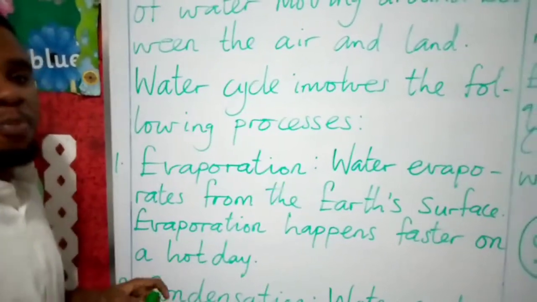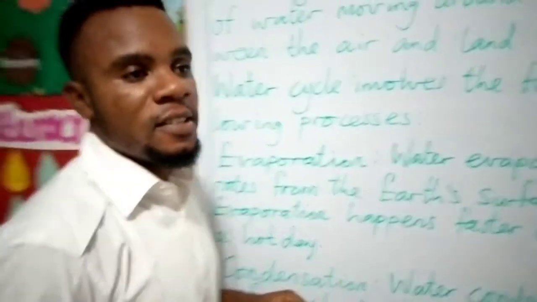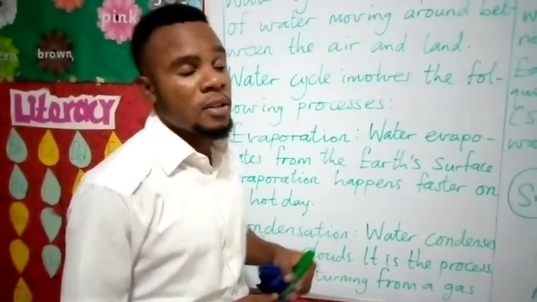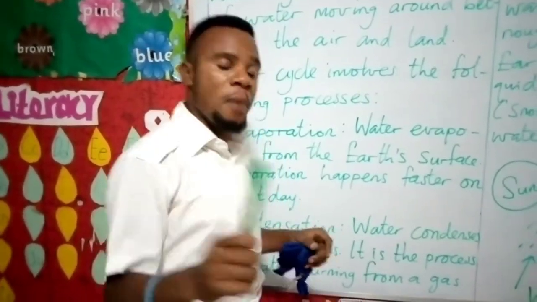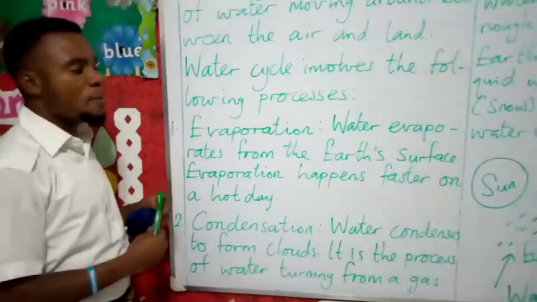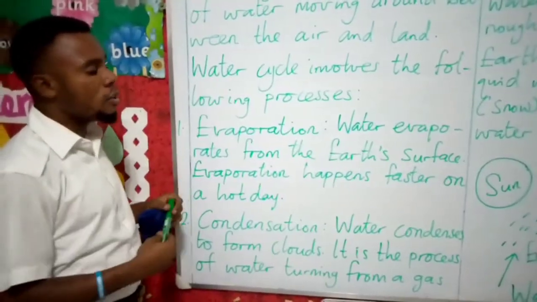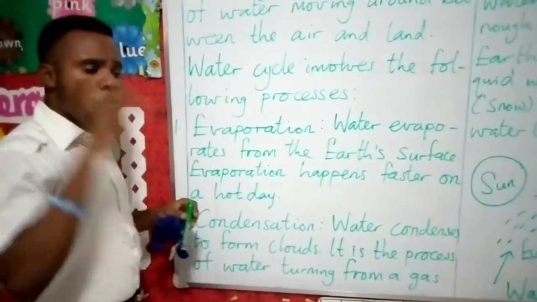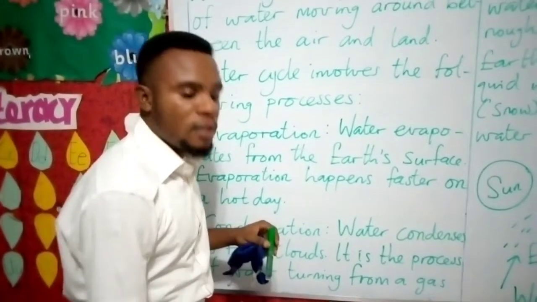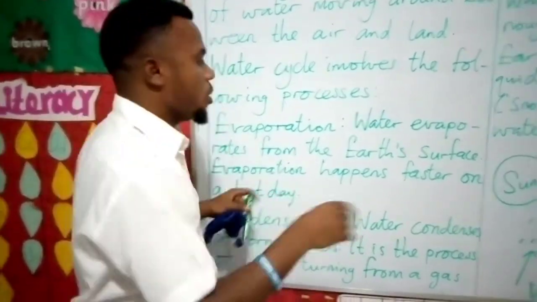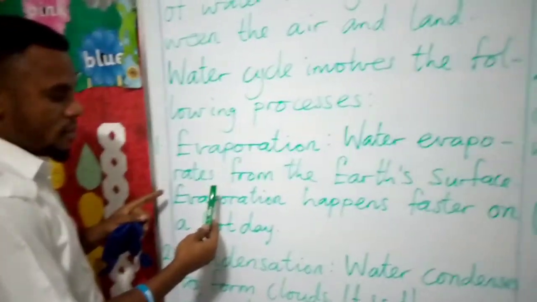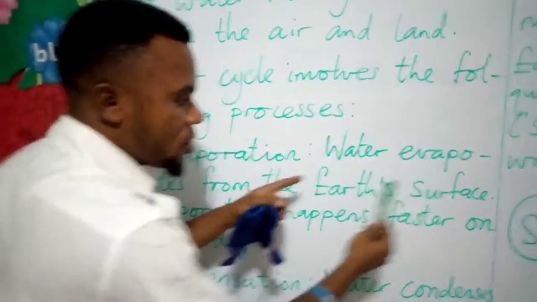Now we'll be looking at some of the processes of the water cycle. The main agents you need to know when discussing water cycle. Number one is evaporation. Evaporation occurs when water leaves the land to the air, the earth to the atmosphere. Now we want to look at this. Water evaporates from the earth's surface.